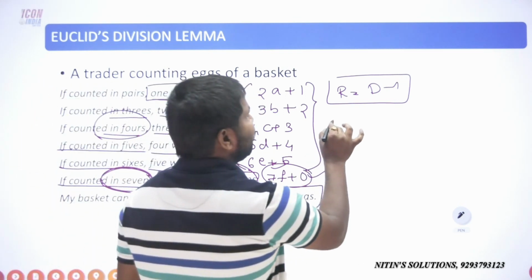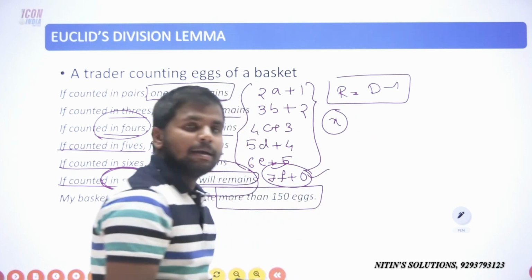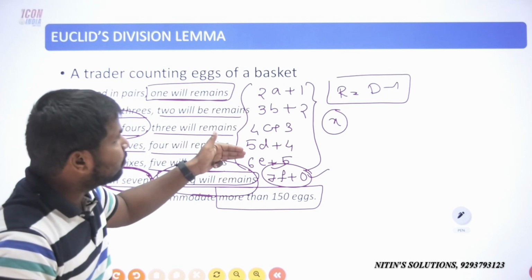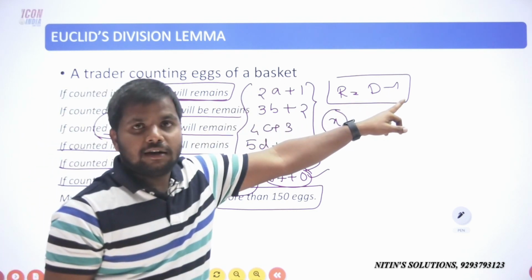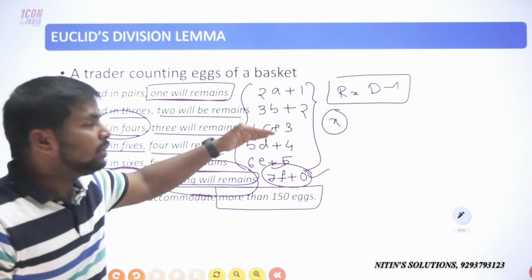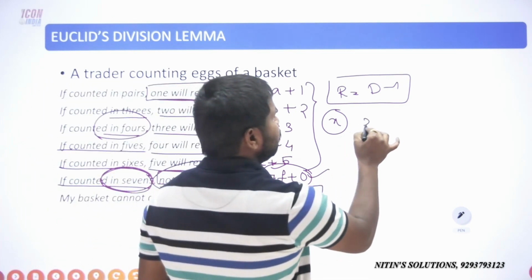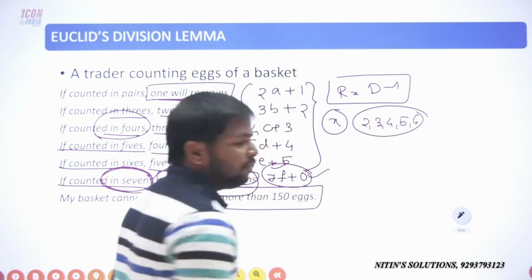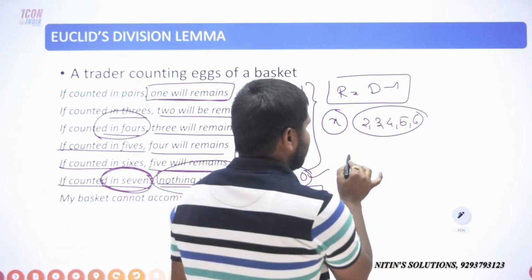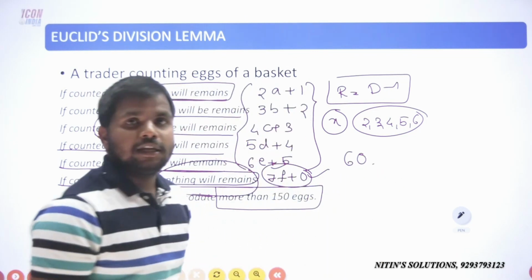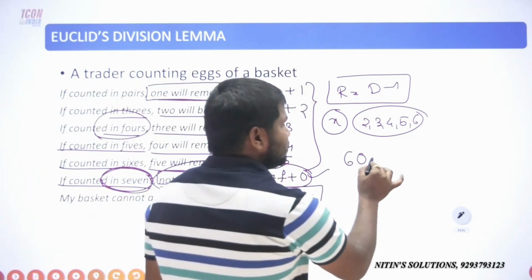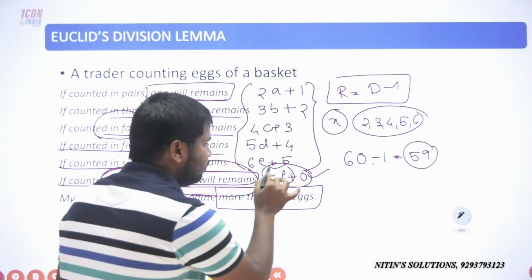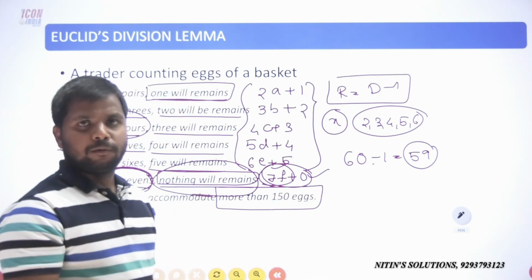So now, let the number of X be x. Whenever the number is divided by these numbers, the remainder is 1 less. So it means you need to find the LCM of 2, 3, 4, 5, 6. Now when you take the LCM of 2, 3, 4, 5, 6, my LCM is 60. Now 1 less, so 60 minus 1 is equal to 59. Is this 59 a multiple of 7? Obviously no.